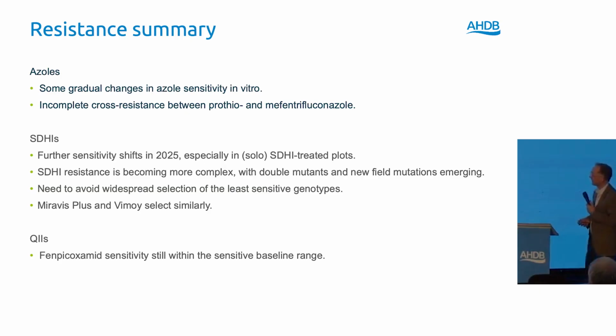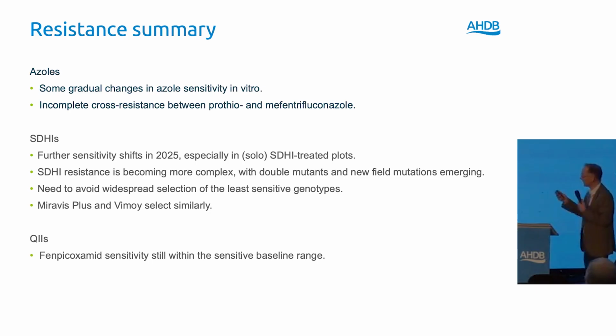So just to sum up on that, the azoles, we have seen some gradual changes to azole sensitivity in vitro. I haven't shown any data on it, but there is incomplete cross-resistance, I think, between prothioconazole and tebuconazole. I think there are some isolates out there that are insensitive to both, but there are also some that are sensitive to one and insensitive to the other. So we don't think using a mixture or sequence of prothio and the other azole is ever going to be as good as using two different AIs, but there may be some small benefit from a resistance management point of view of putting them in sequence or mixture.